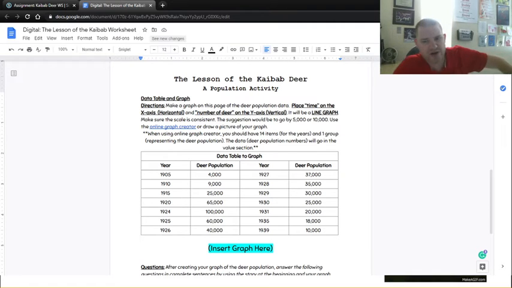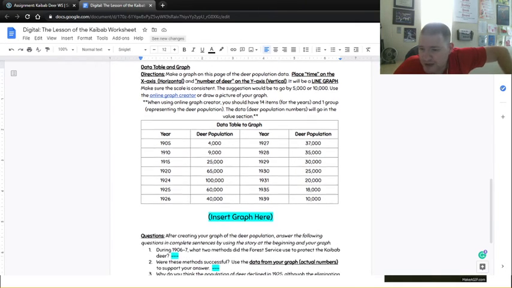When you're drawing it, you're going to put the time on the X, which is the horizontal, the one that goes left and right. You can probably go by like every 5 years or so for that. On the Y-axis, you're going to have your number of deer. That one's probably going to be a little bit higher because we're dealing with the thousands and hundreds of thousands. So probably going by 5,000 or 10,000 will be what you would need to go with for the one that goes up and down.